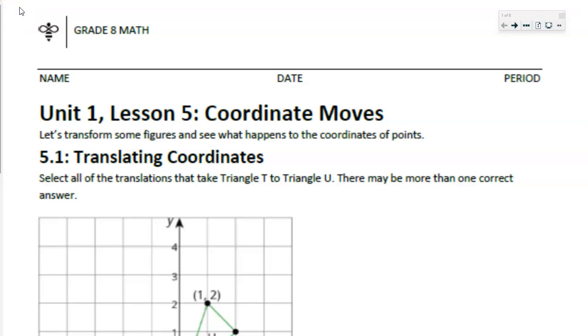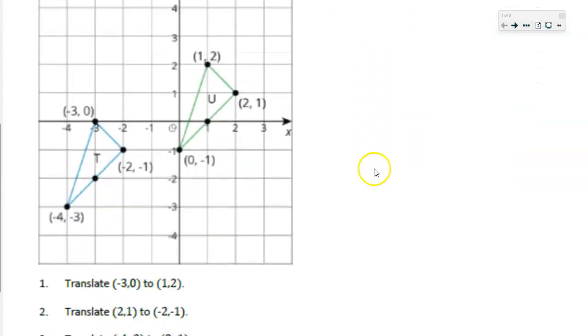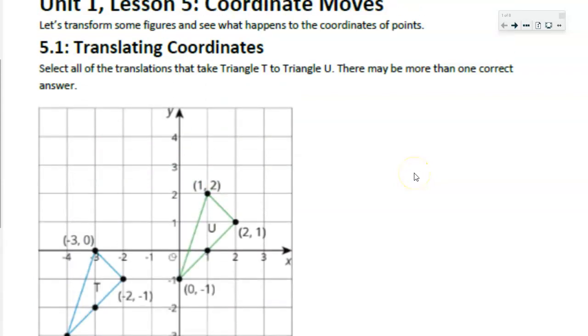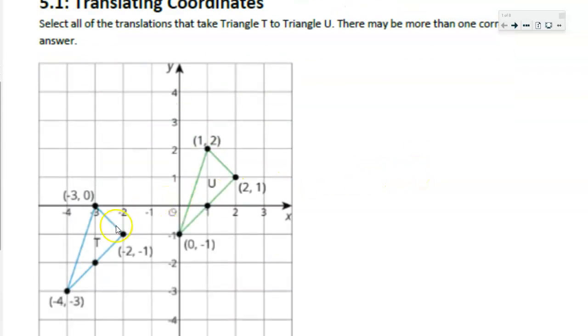Hello, Math 8 students. This is Open Up Resources, Unit 1, Lesson 5, Coordinate Moves. To get started today, you have 4 different options down below. I need to know which of those 4 options will take triangle T to triangle U. Select all that apply, so there might be more than one correct answer.